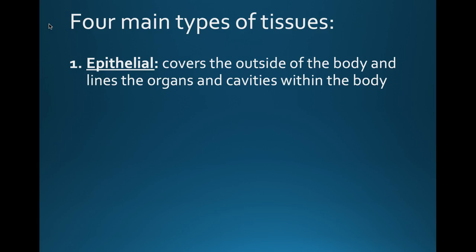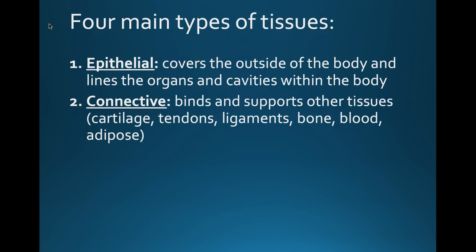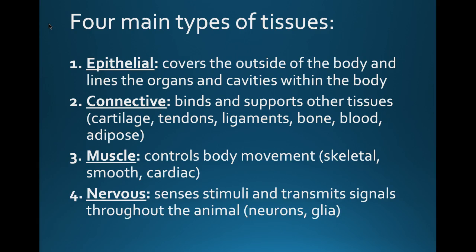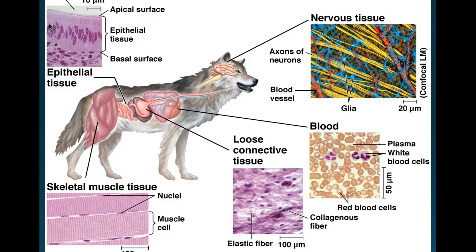The first is epithelial. It covers the outside of the body and lines the organs and the cavities within the body. Connective tissue binds and supports other tissues: cartilage, tendons, ligaments, bone, blood, and adipose. Muscle controls body movement: skeletal, smooth, and cardiac. And nervous tissue senses stimuli and transmits signals throughout the animal. Neurons and glia are examples, and I will get into more on all four of these in just a moment.